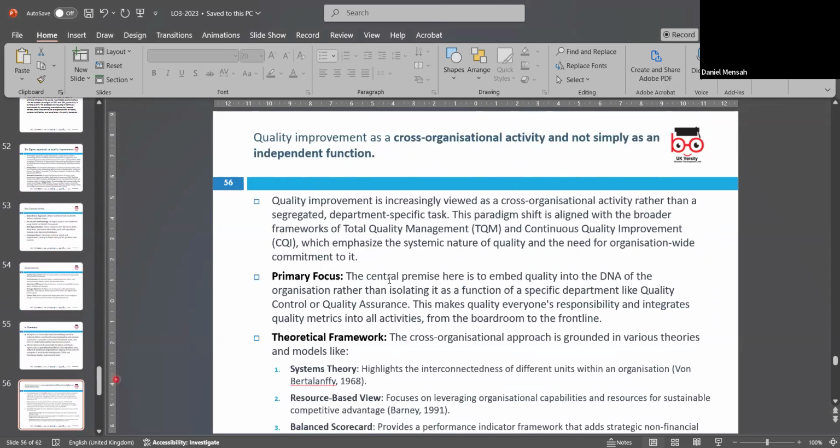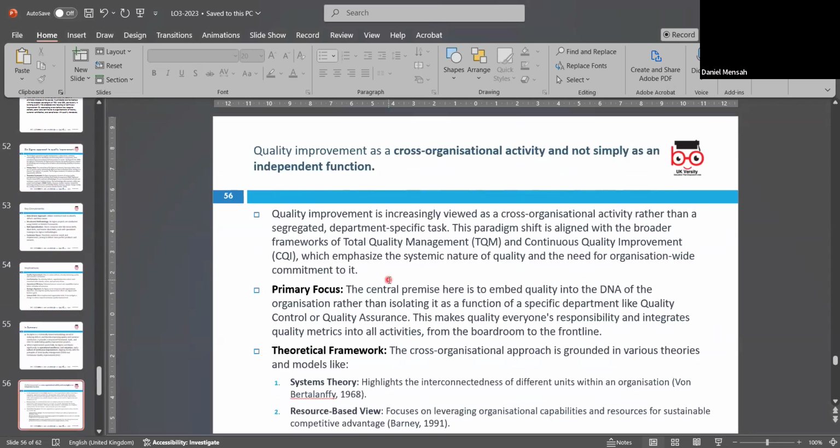Now we see the quality improvement. Nowadays the focus of quality improvement should not be limited to only one department. It should be part of the whole organization. It should run across the whole organization and across all organizational functions. You can't see it as an independent function.